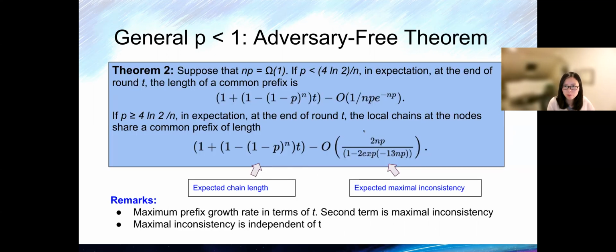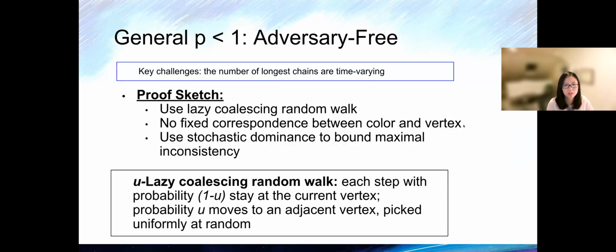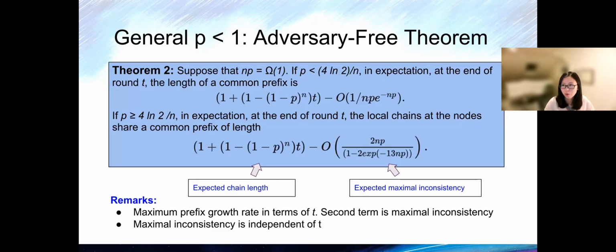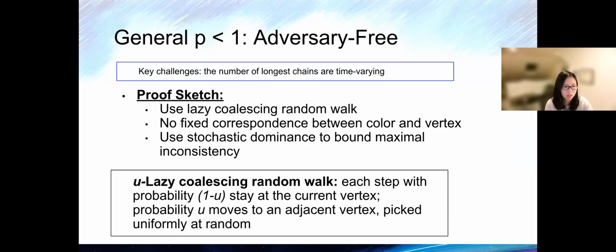Okay, so the forking part, same as before, is independent of T, only depends on NP. That is, when your algorithm executes over time, the common prefix grows over time. The length of the maximum inconsistency, the length of the forks, is going to stabilize over time. The proof, unfortunately, is significantly harder than the warm-up case where P equals 1. The warm-up case is not easy to analyze by itself.